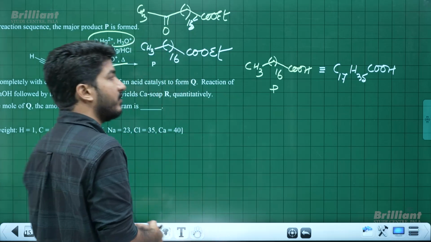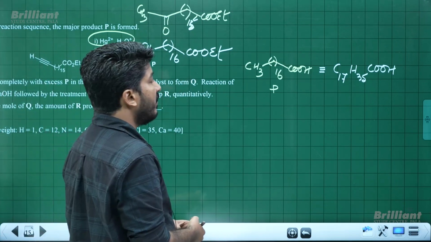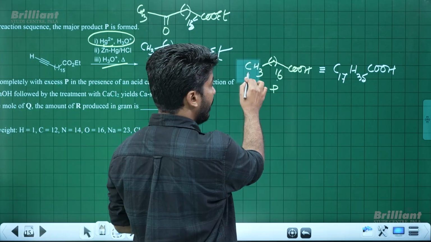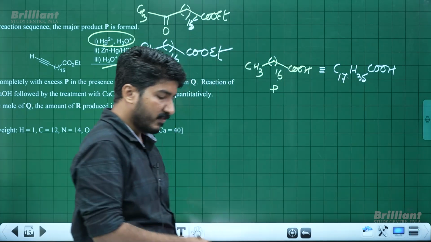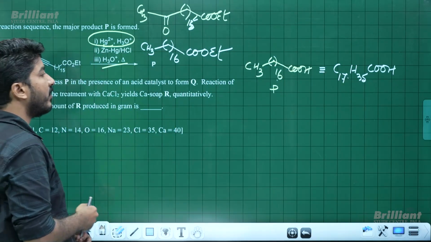That is stearic acid, a long chain fatty acid. C17: 16 plus 1, 17, and 32 hydrogens plus 3 hydrogens, 35, and then one COOH group. That is stearic acid. So P was stearic acid.